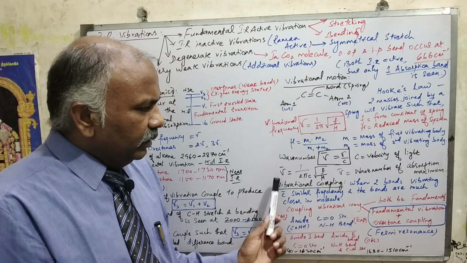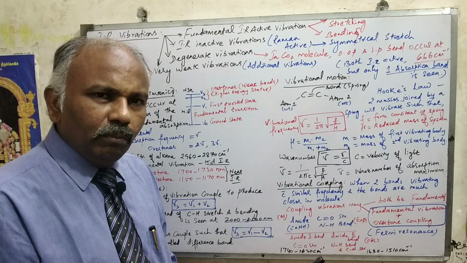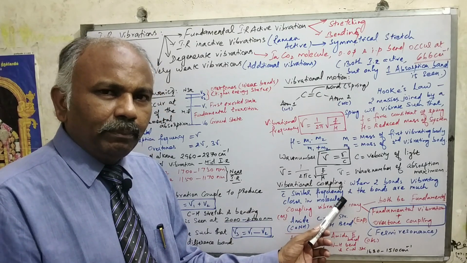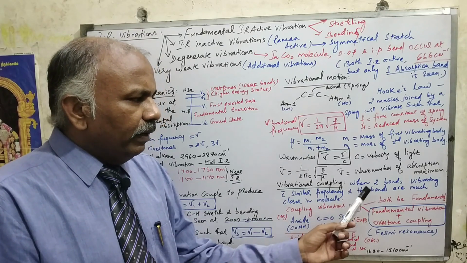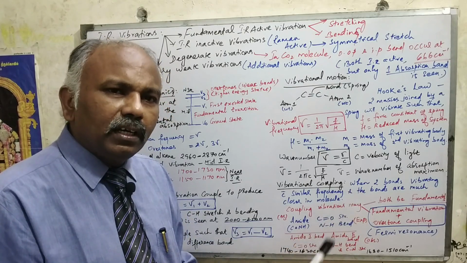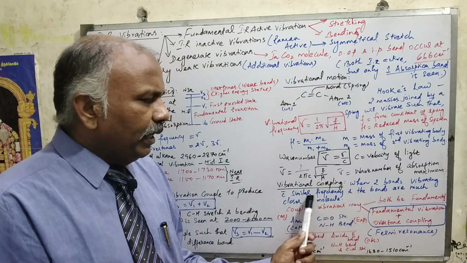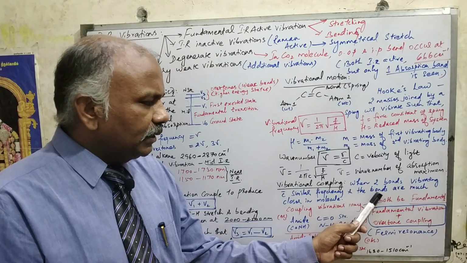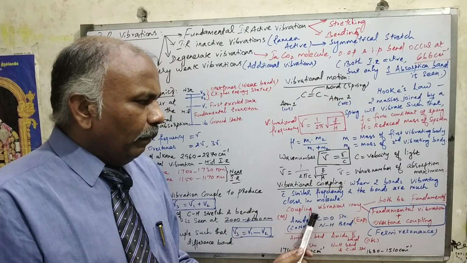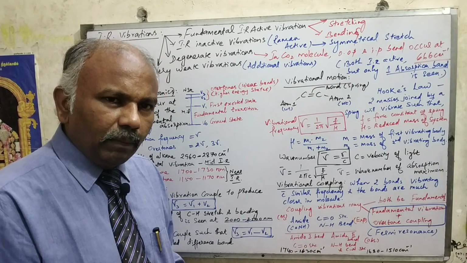Is it clear? The last aspect we are going to discuss under this type of vibrational mode is vibrational coupling. This is a peculiar feature, a coupling of vibrations. The vibrational coupling occurs when two bonds vibrate with a similar frequency and the bonds are much closer in a molecule. This is the criterion for vibrational coupling. When you have two bonds vibrating with similar frequency and the bonds are much closer in a molecule, then you will get vibrational coupling.